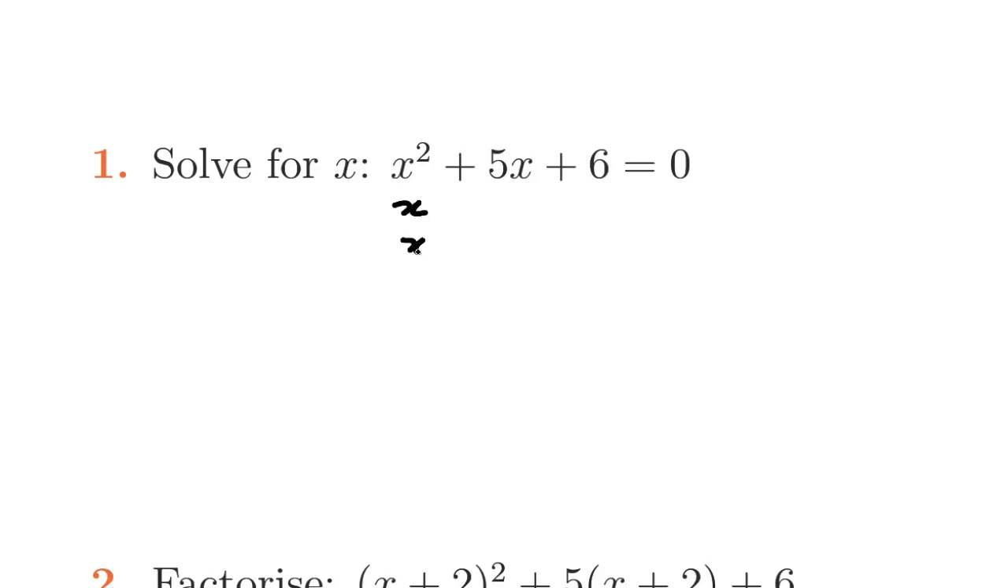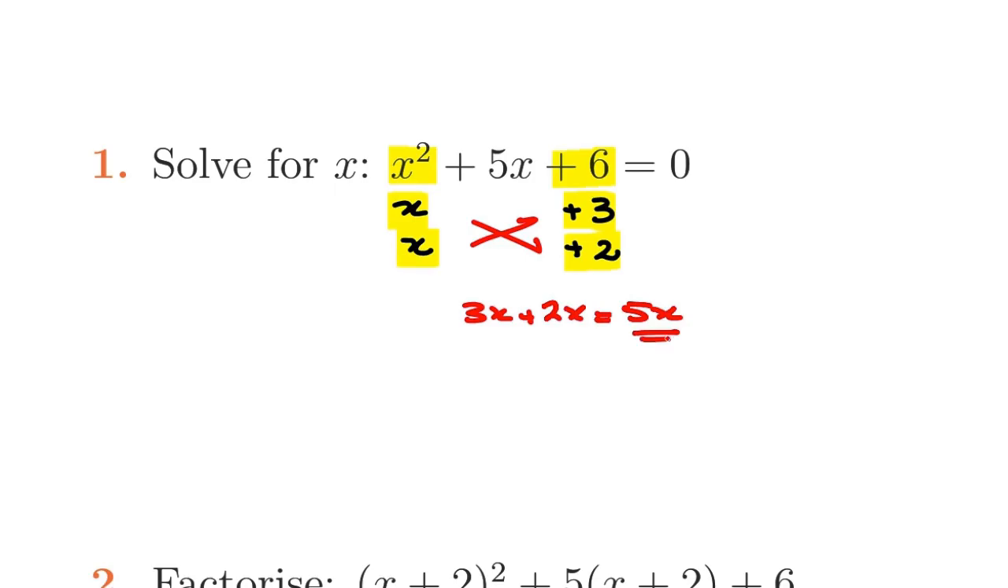We separate it as x and x. We say this 3 times 2. We add a plus, we add a plus. The product of this and this gave us this. The product of this and this gave us this. Now did we do it right? We multiply diagonally and add them up. Does 3x plus 2x give us the middle term? So is this the same as the one here? It's the same. So we've done it correctly.